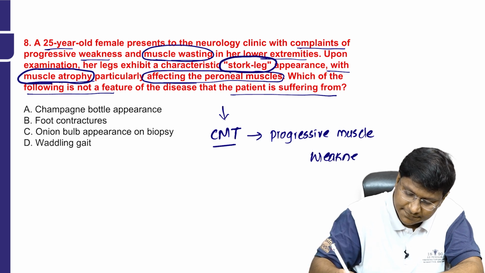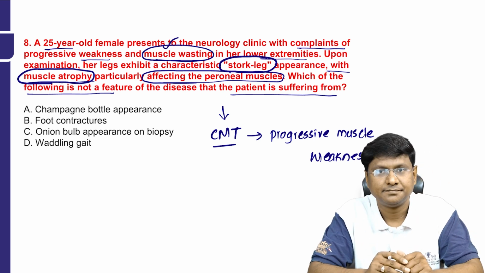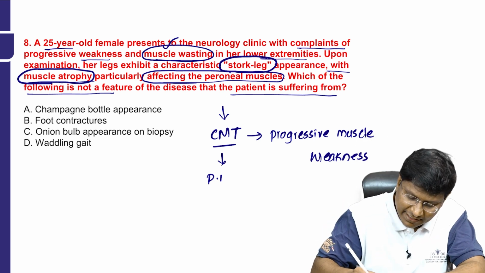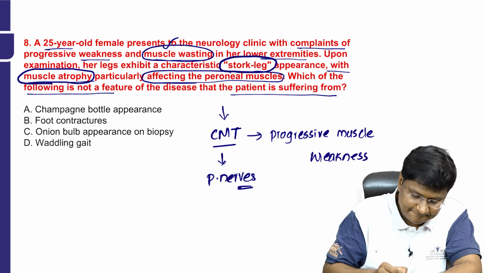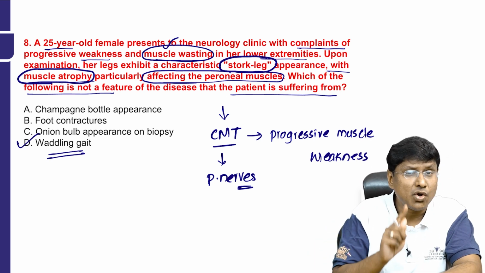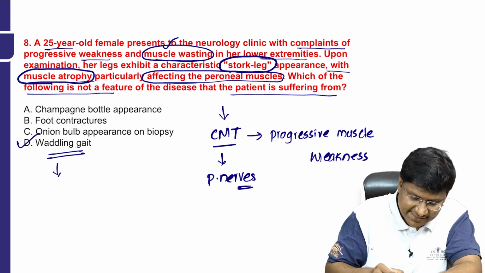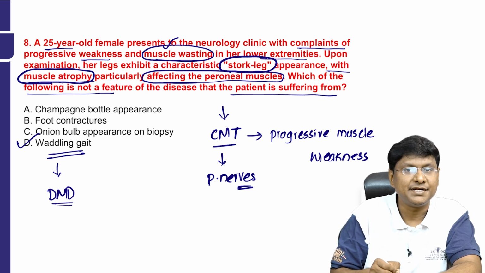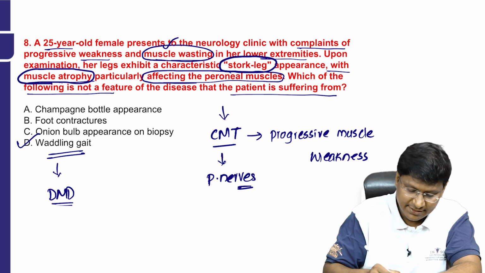It is characterized by progressive muscle weakness, and there is also muscle wasting. Charcot-Marie-Tooth is an inherited disorder where you have abnormality or a problem in the peripheral nerves. The waddling gait is not a characteristic feature of Charcot-Marie-Tooth disease. The waddling gait is observed in patients with Duchenne's muscular dystrophy. It is commonly observed in conditions such as DMD, where progressive muscle weakness affects the pelvic girdle.